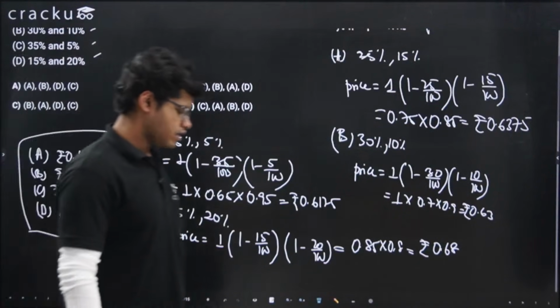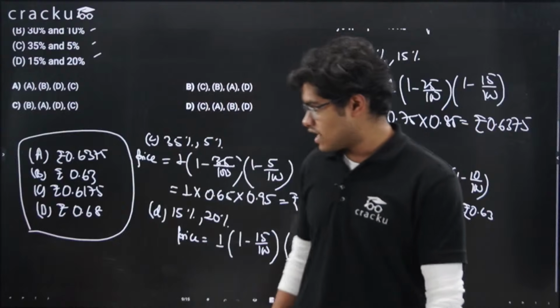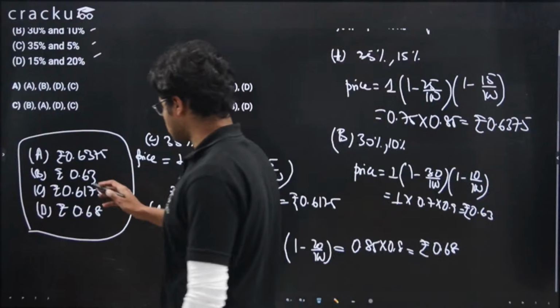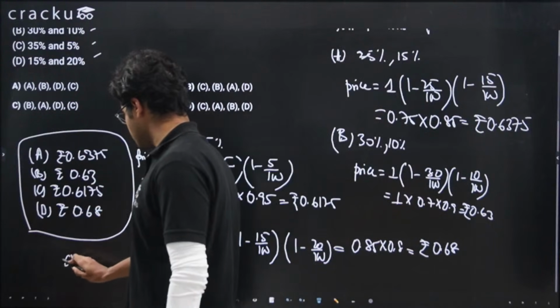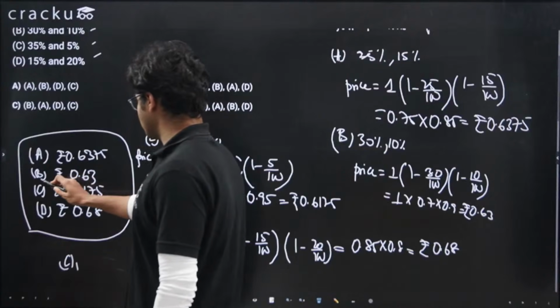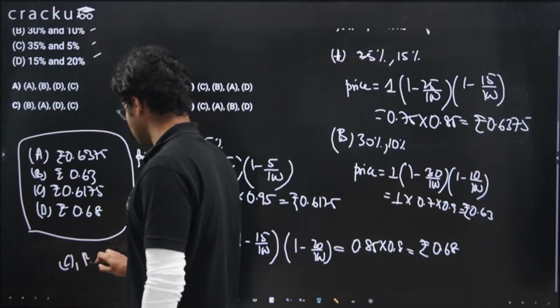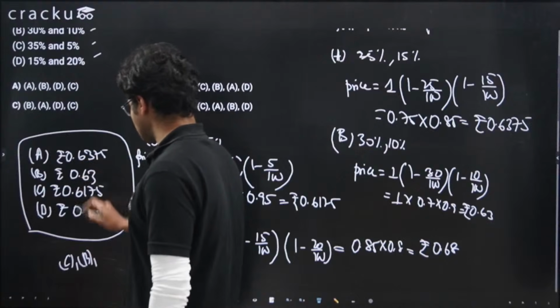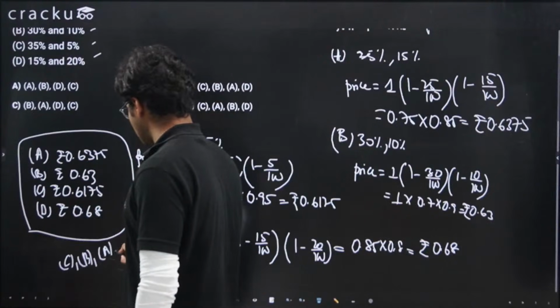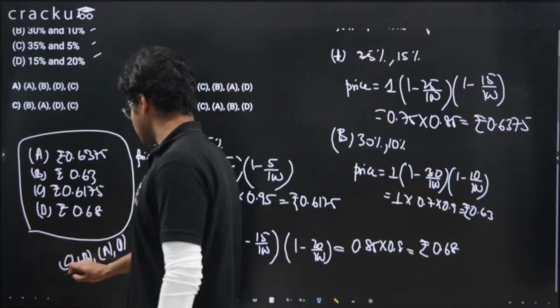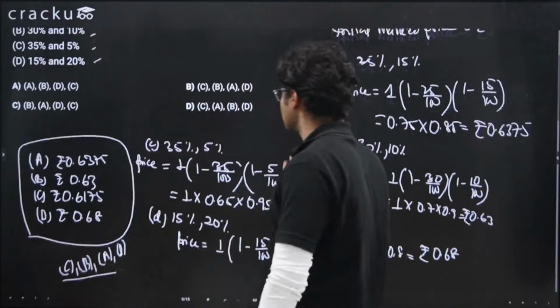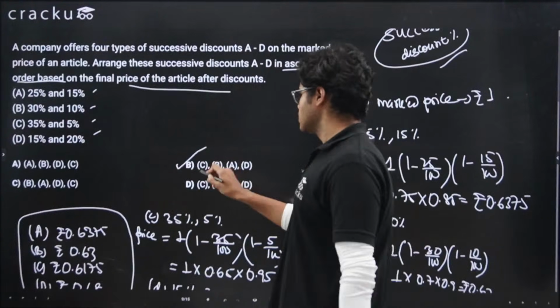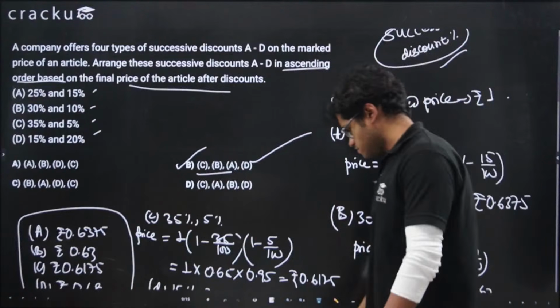So what is the order? The ascending order means the smallest value is C. Second smallest value is option B, 0.63. Then we are having option A. And lastly, we are having option D. So it is CBAD. So option B, CBAD, is the correct answer.